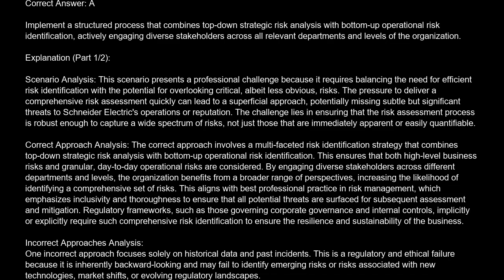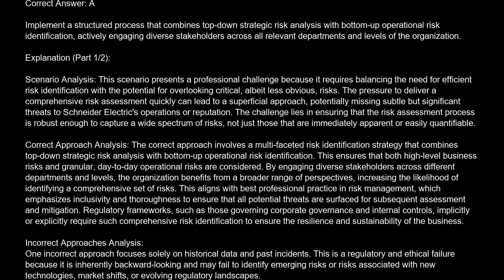Correct answer is A. Implement a structured process that combines top-down strategic risk analysis with bottom-up operational risk identification, actively engaging diverse stakeholders across all relevant departments and levels of the organization. Explanation. Scenario analysis. This scenario presents a professional challenge because it requires balancing the need for efficient risk identification with the potential for overlooking critical, albeit less obvious, risks.